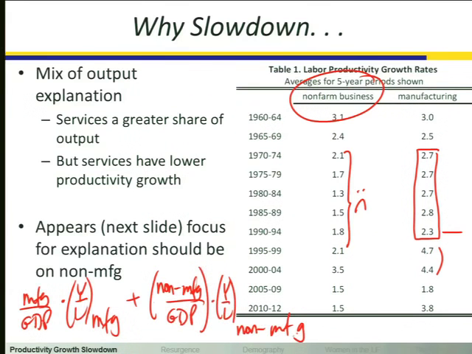non-farm business. So non-farm business ought to be the result of this weighted average of the productivity growth rates of manufacturing and the productivity growth rates of everything else. Manipulate that equation a little bit, and what you can do is you can then pull out of there the productivity growth rate for the non-manufacturing piece. And so that's what I do here.